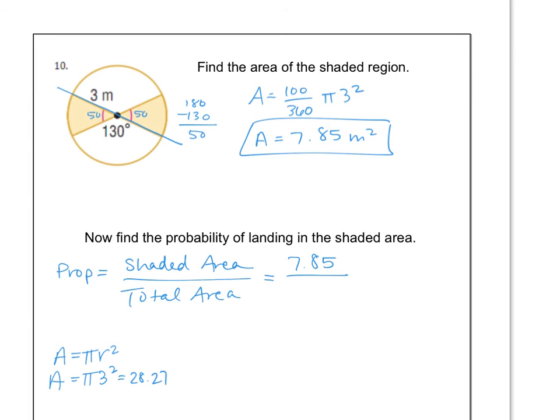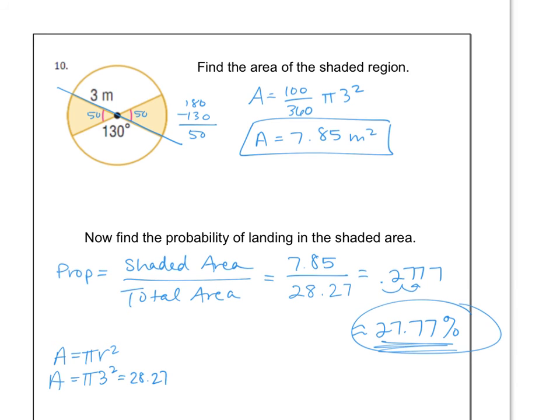So we're going to take the shaded area divided by the total area, so 7.85 divided by 28.27. Let me type that in. And what I get is 0.277, and I'm going to round it to a 7. So that is approximately 27.77% chance of hitting the shaded area. You just move that decimal back 2 spots to get the percentage.